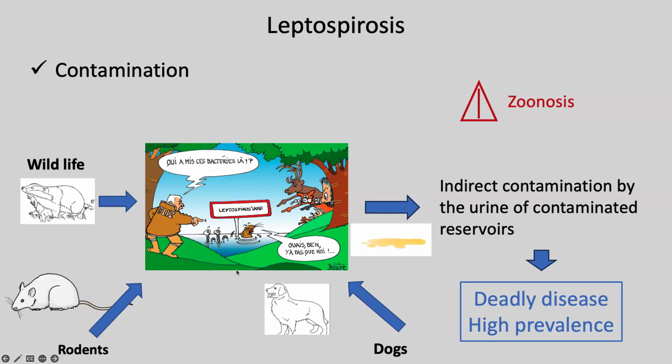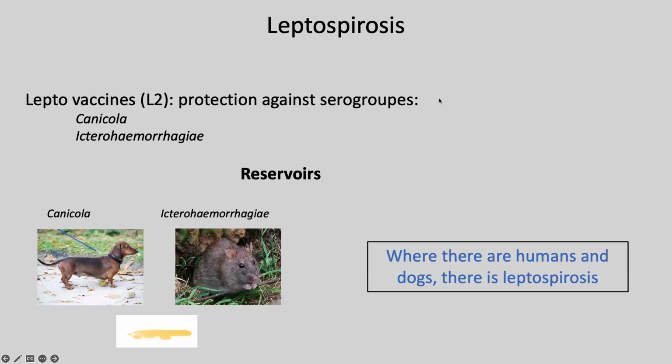So each time a dog is in contact with urine, or water contaminated by urine, it's at risk. And once again, it's a deadly disease for dogs. And in addition, we must remember that it's also a zoonosis that can give serious clinical signs in humans. So regarding leptospirosis, what do we know about vaccines?